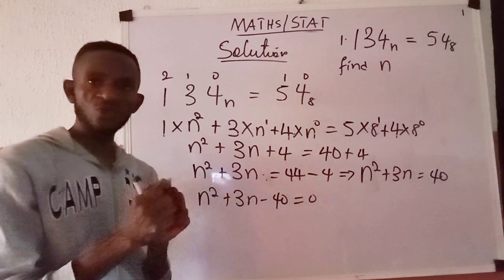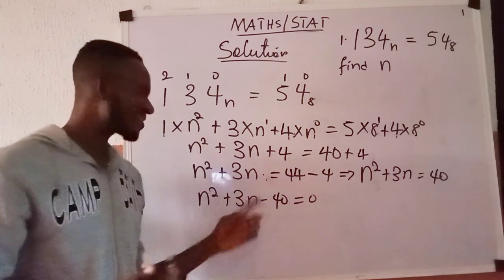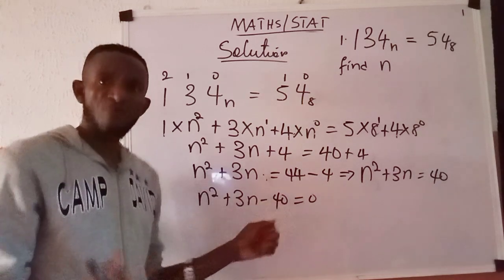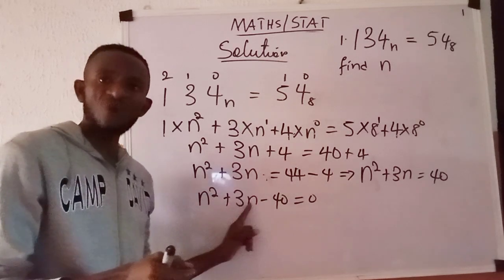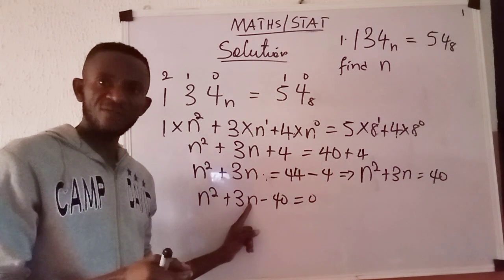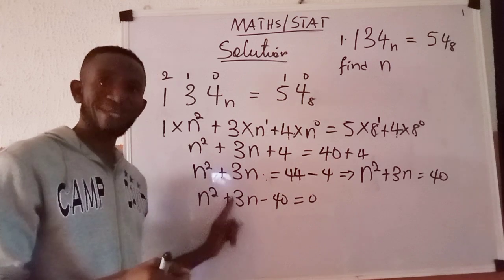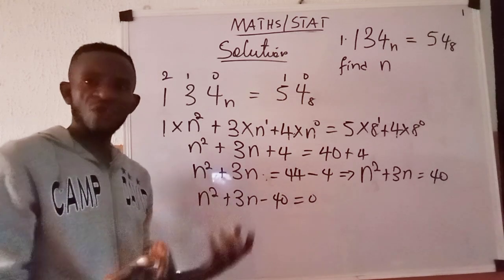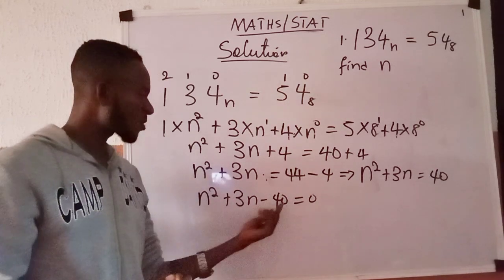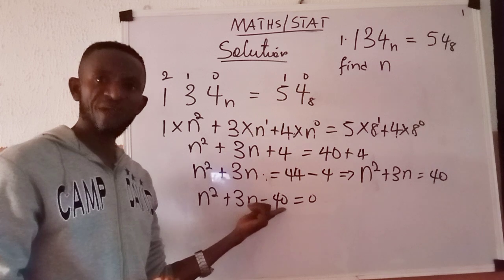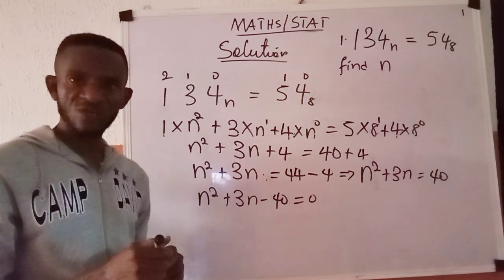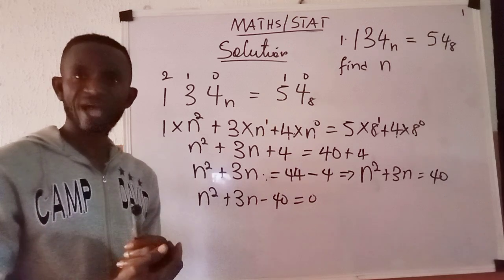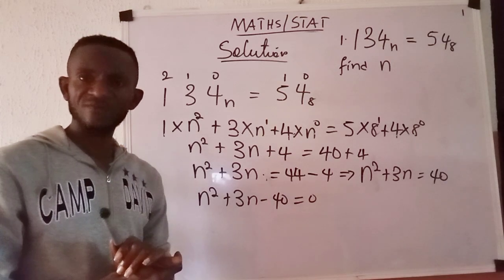So we are looking for two numbers we are going to multiply. The answer is going to be minus 40. But when we add the numbers together, it is going to give us the coefficient of n, and the coefficient of n is 3. So what are two numbers that when we multiply them together will give us minus 40, but when we add them together will give us 3? Why don't we think about 8 and minus 5?